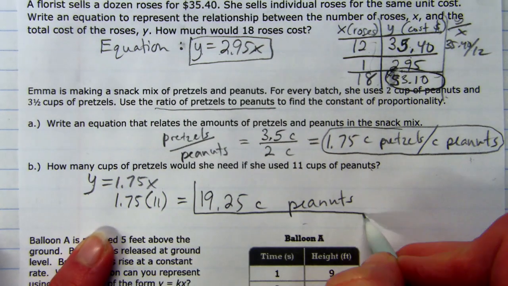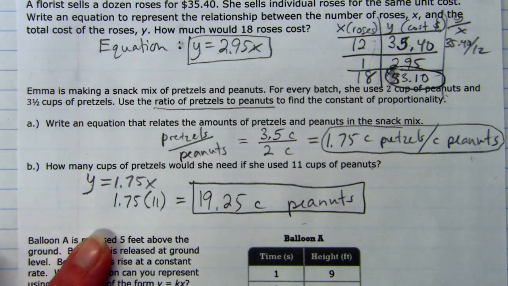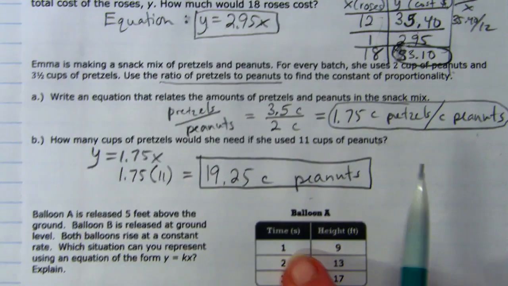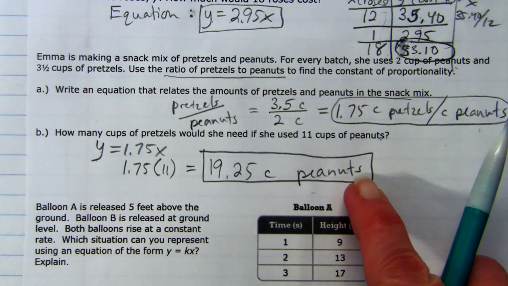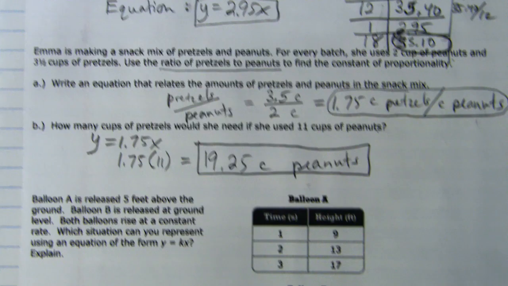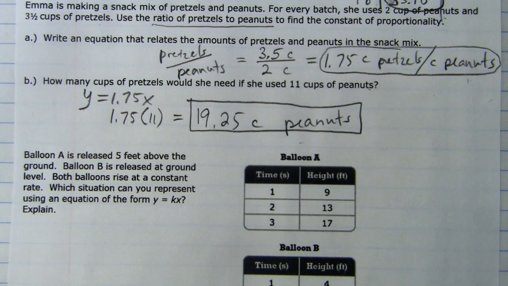So you can still do the table, and I think the table is valuable. It kind of helps us organize. But when we have this equation, sometimes we can just plug a number in and do some calculations too, which simplifies it a little bit.